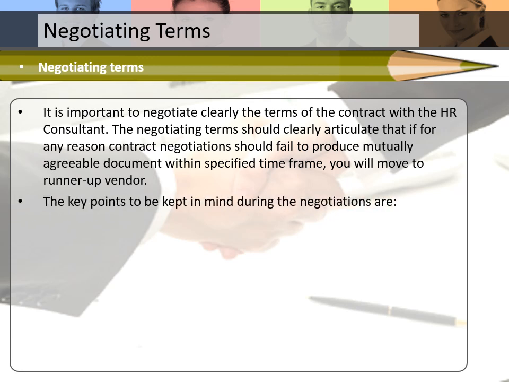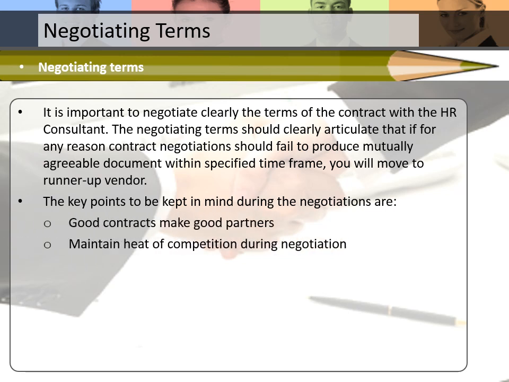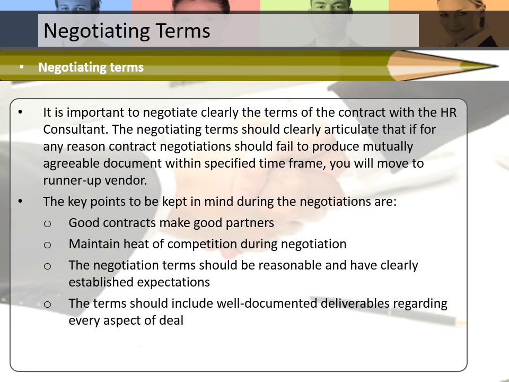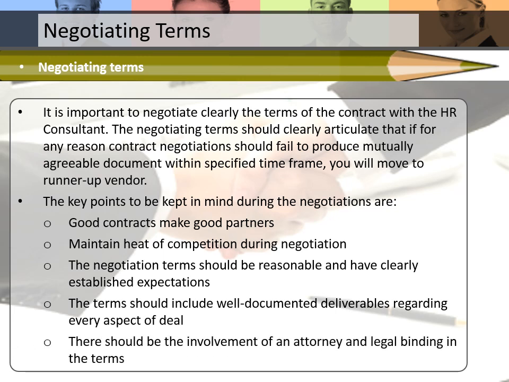The key points to be kept in mind during the negotiations are: good contracts make good partners, maintain heat of competition during negotiation, the negotiation terms should be reasonable and have clearly established expectations. The terms should include well-documented deliverables regarding every aspect of the deal. There should be the involvement of an attorney and legal binding in the terms.